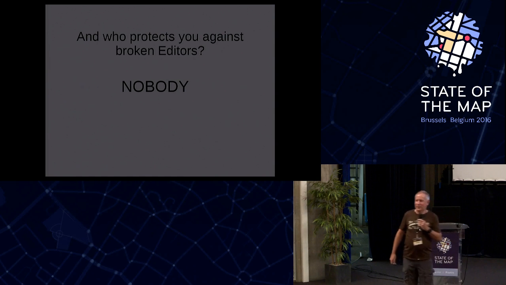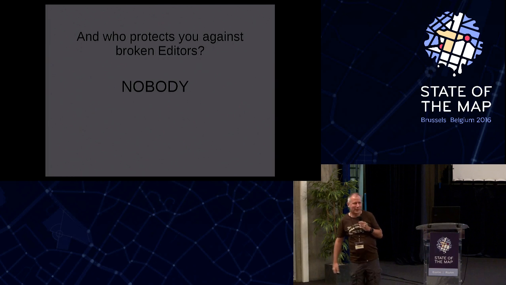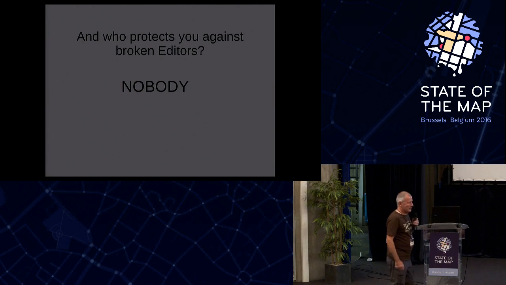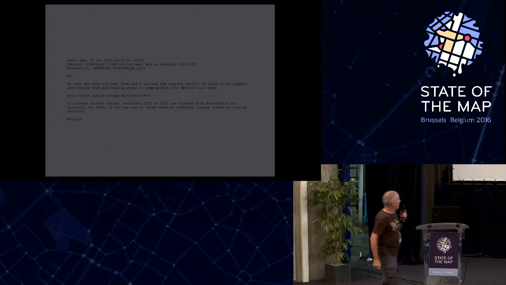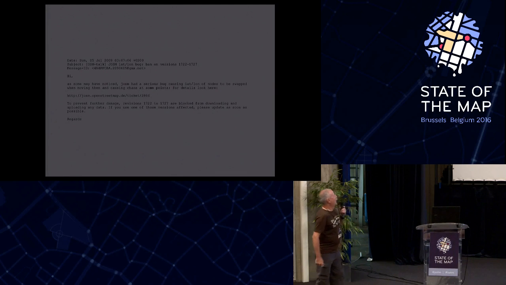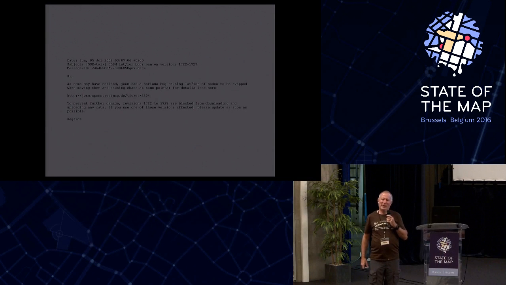Now there is one singularity in the history of OpenStreetMap. I quickly want to show you this because this is really funny, particularly for the people that say ban Potlatch. It's this mail from the 5th of July 2009: "As some may have noticed, JOSM had a serious bug causing lat/lon of nodes to be swapped when moving them and causing chaos at some points. For details, look here." This is the only case in the history of OpenStreetMap where an editor was blocked, because obviously the consequences of swapping lat/lon are fairly drastic.